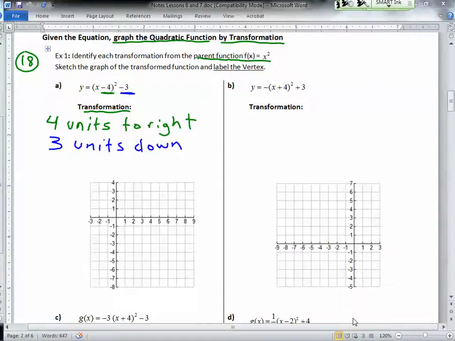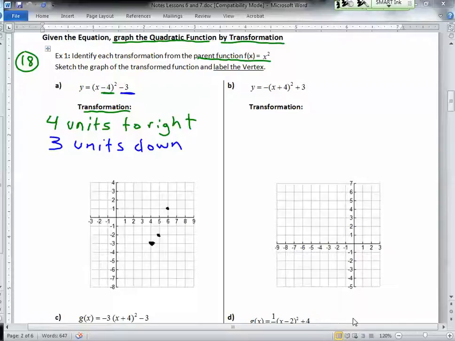I know that my vertex originally was going to be at the origin, but now I need to shift it 4 units to the right and 3 units down. Get my point right there. Erase my original point just so I don't get confused. Then I'm going to come right 1 and up 1. I have a point right there. Then I'm going to come again from my vertex. I'll come right 2 and up 4. I have a point right there.